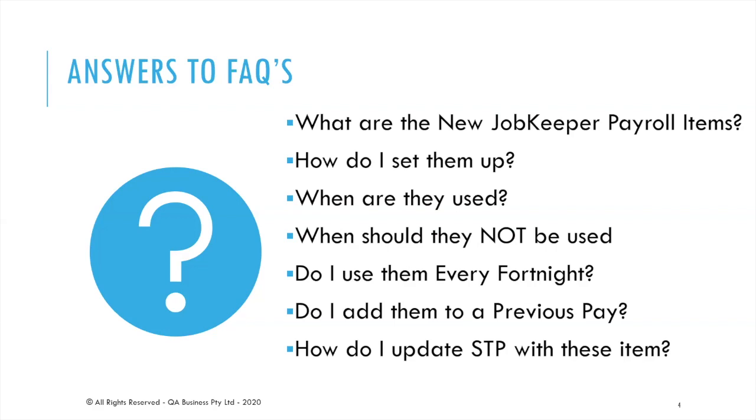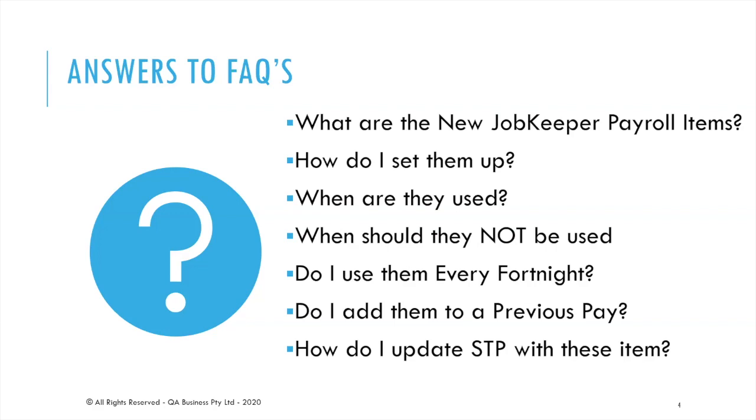Do I use it every fortnight? No, you do not. And well, top up you may, because you need to get it up to $1,500. So if someone earns less than that, you'll need to use the top up item. But the start fortnight, 01 or 02, or whenever it is that you're starting in the JobKeeper fortnights, is only used once. You do not enter it again and again on the employee's pay each time you pay them. It's done once and that's it.